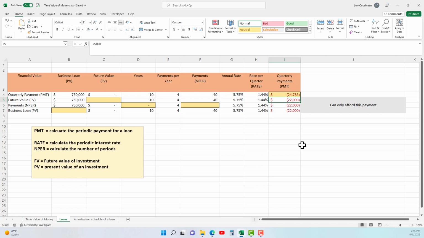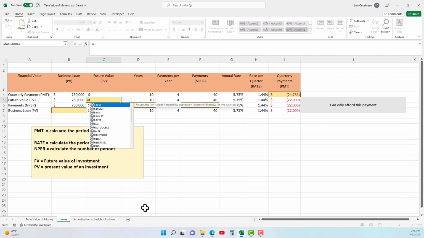So in this scenario, what if you decide, oh man, I can only afford $22,000 because of the cash flow your business is generating or whatever. I can't afford $24,000. So the question becomes, if I only pay $22,000 for these 40 payments, how much would be left on the loan? What would be the future value of this loan?